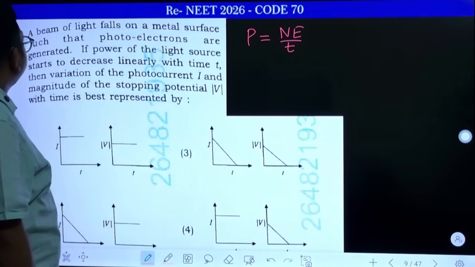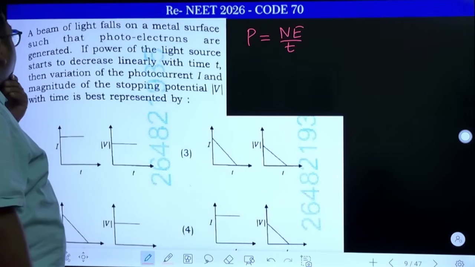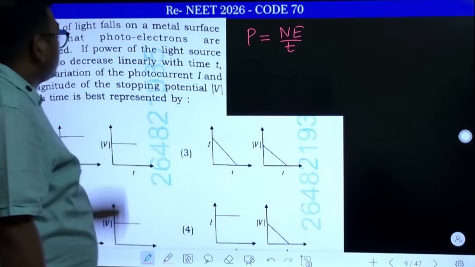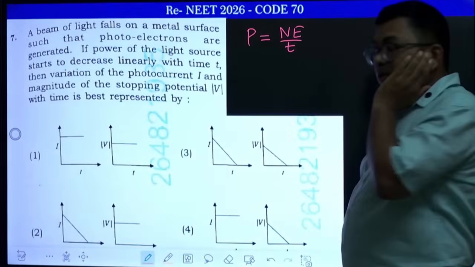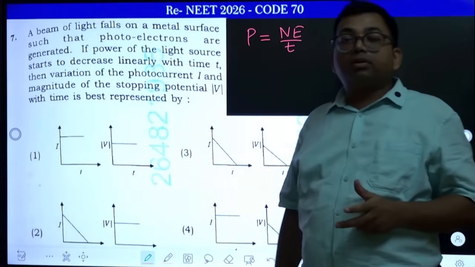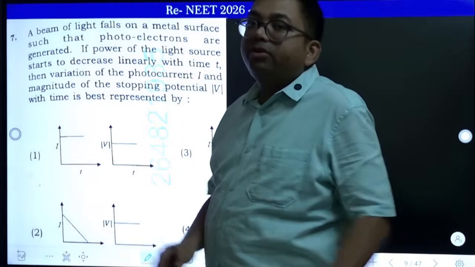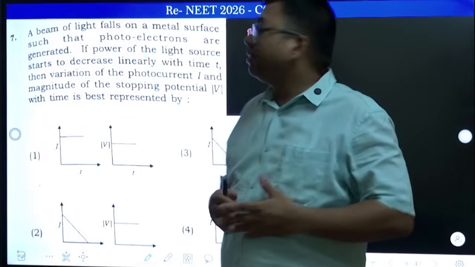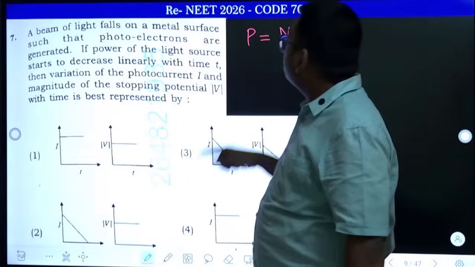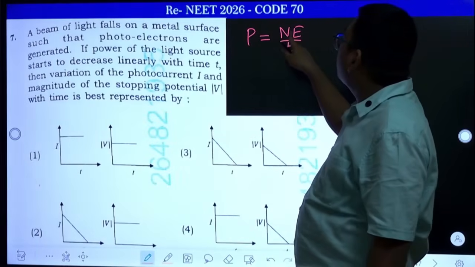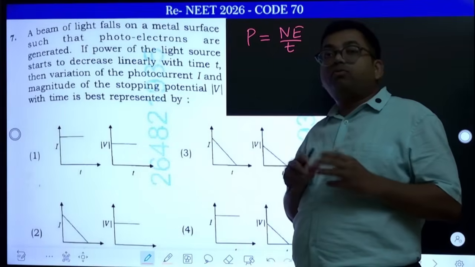Power also involves the number of photons per second, right? Power of the light source starts to decrease linearly with time, then the variation of the photocurrent and magnitude of stopping voltage is asked. So stopping voltage and current. So we know current depends on what? Current depends on intensity, right? Number of photons per second. So here when they say power decreases, the number of photons per second is also involved.